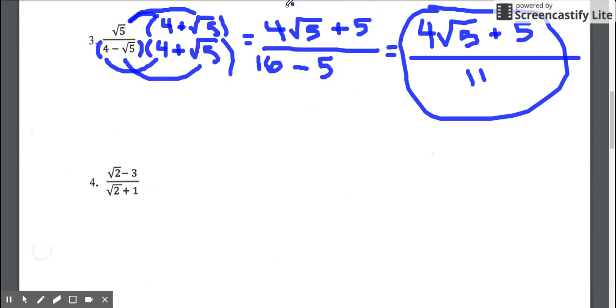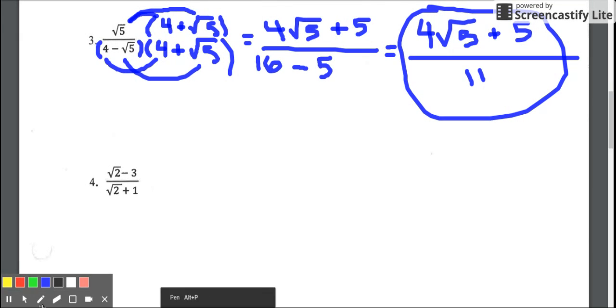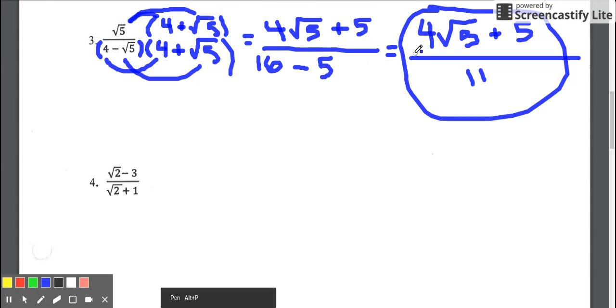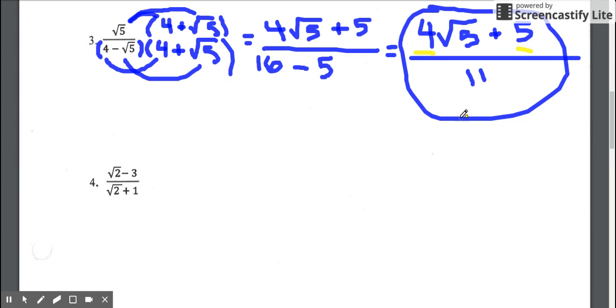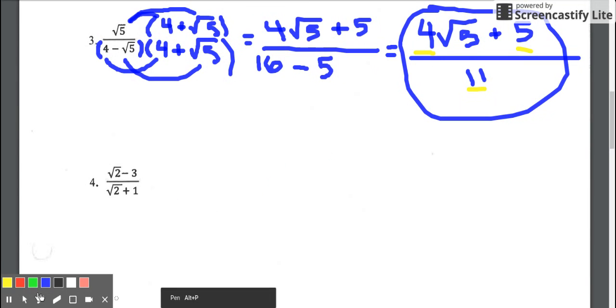I know it can't simplify because I'm looking at these three numbers, the 4, the 5, and the 11, and the three of them don't share any common factors. All three of them have to have a common factor in order to reduce, so I can't reduce that one.